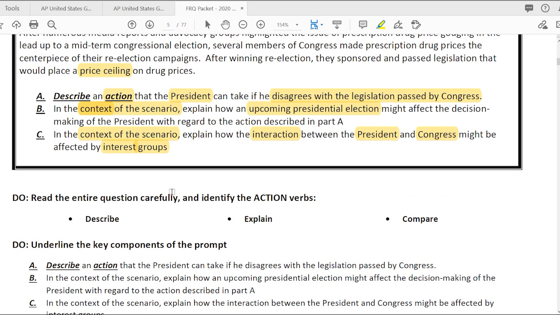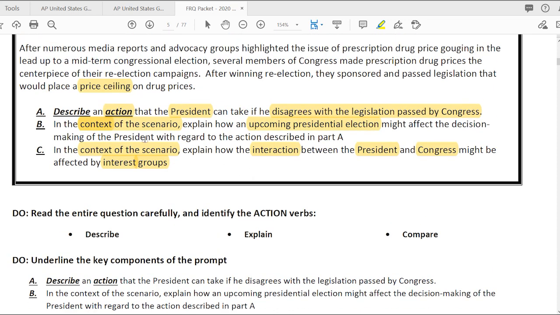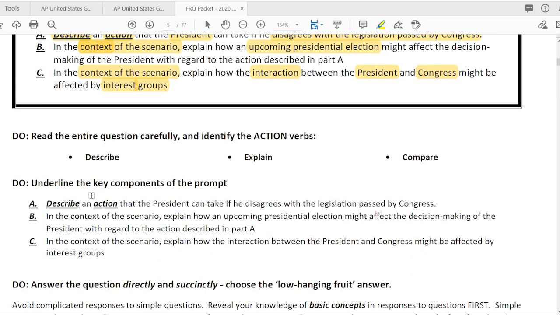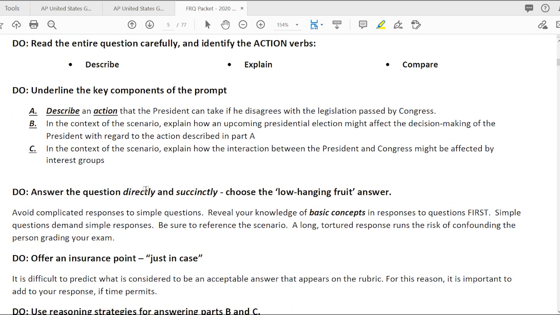Okay, so I have some do's and don'ts. Do read the entire question carefully and identify the action verb. The action verb in this question is to describe an action. So the action verb is to describe. Underline the key components of the prompt, and I've done that here. Do answer the question directly and succinctly. Directly and succinctly doesn't mean one-word responses. It means a complete sentence.